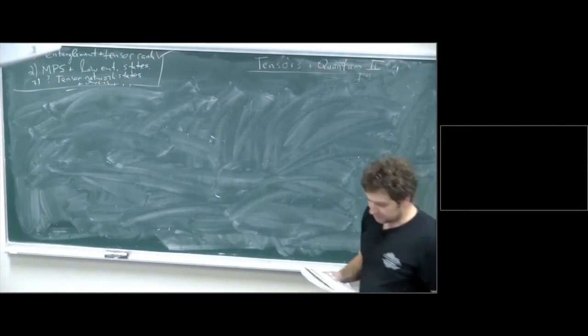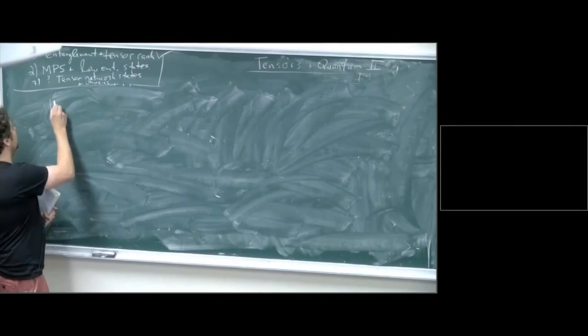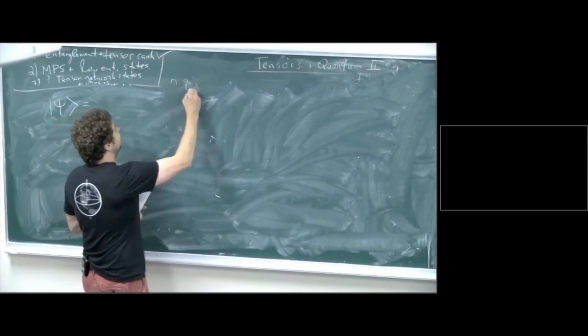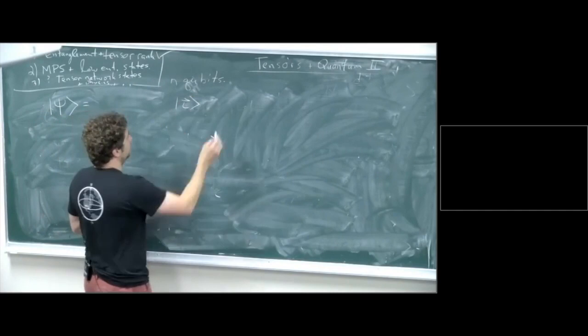I want to show you an ansatz for a quantum state that is useful, as I said, in two directions. One, for describing physical systems, at least in one dimension, and two, for describing low entanglement quantum computations. So let me just write it down. Now let's say I have n qubits. I can have a basis where I is just an n-bit string.